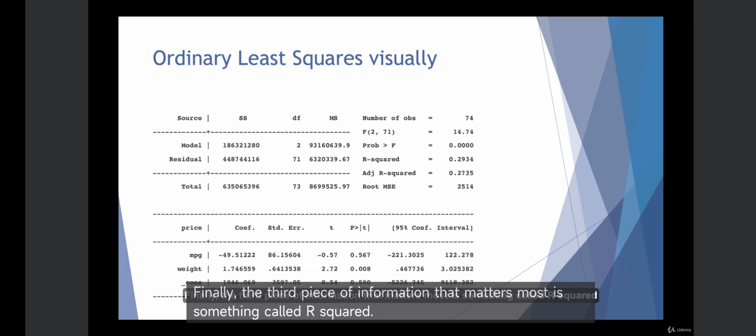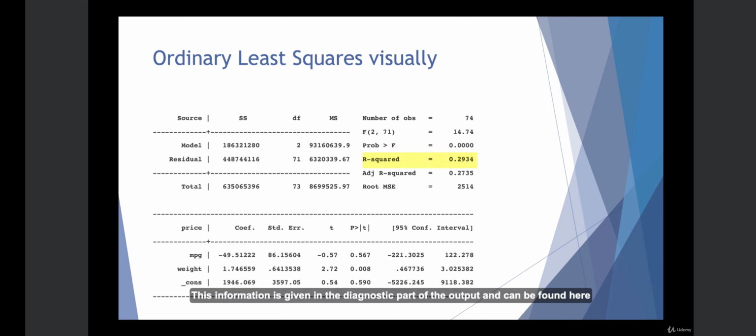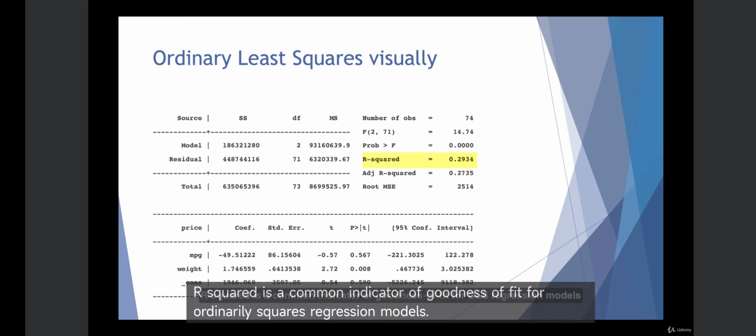Finally, the third piece of information that matters most is something called R-squared. This information is given in the diagnostic parts of the output table and can be found here. R-squared is a common indicator of goodness of fit for ordinary least squares regression models. It is bounded between 0 and 1, and higher values indicate that the model better fits the data.